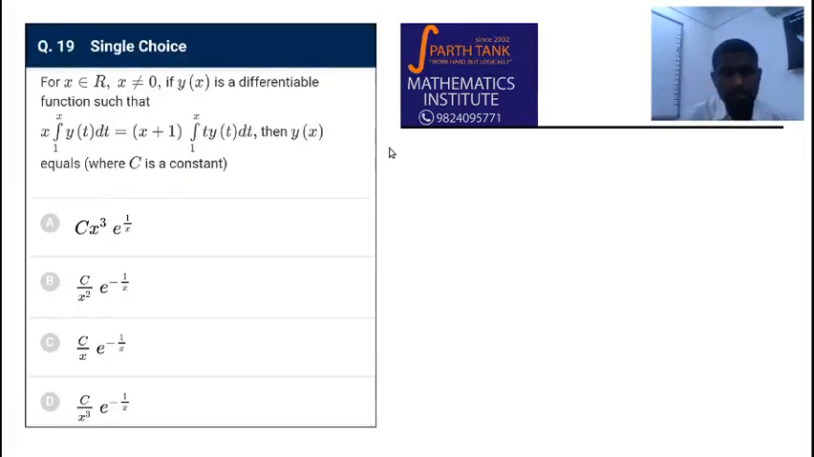Let us go to question number 19. For x a real number, x not equal to 0, if y of x is a differentiable function such that x times the integral from 1 to x of y of t dt is equal to x plus 1 times the integral from 1 to x of t y of t dt, then y of x equals.